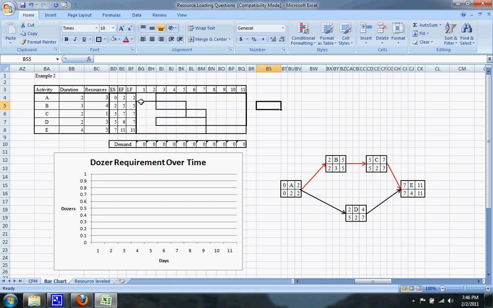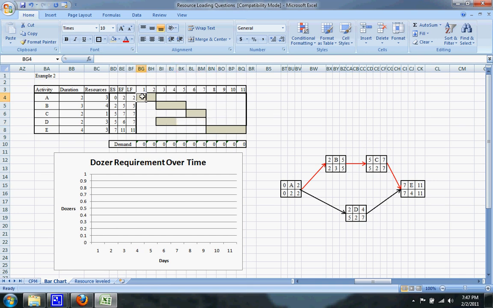Now we can put in some float into the bar chart. So none of the critical path activities will have any float. So that means A won't have any float, B won't have any float, C will not have any float, and E will not have any float. However, D does have some float. You can see there's a 3-day difference here in the early start and late start, so that means it has 3 days of float. It has a duration of 2 days, so the first 2 days we'll put there, and you have 3 days of float here.